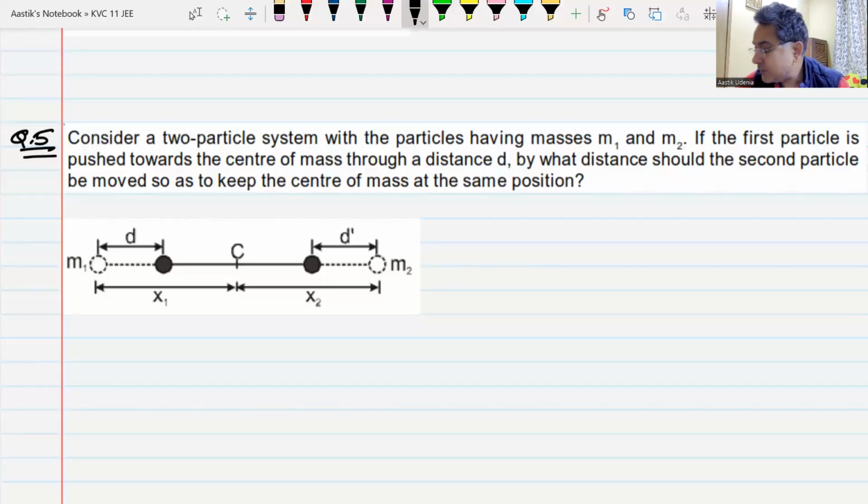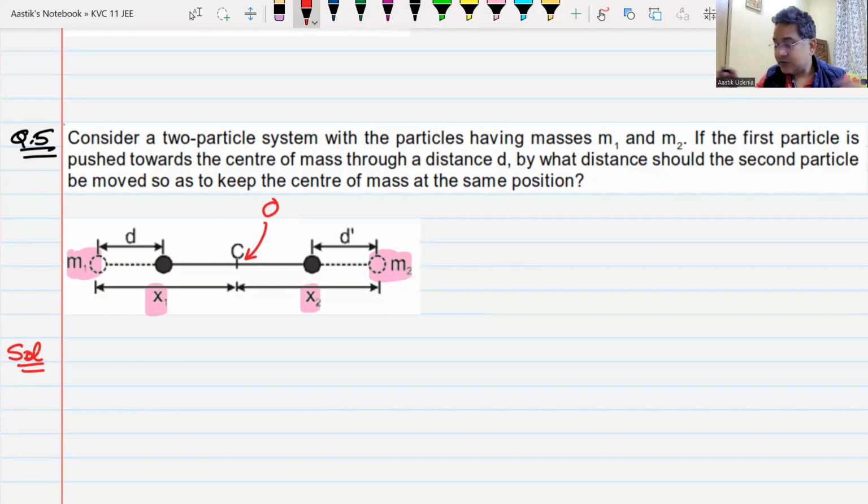So how are we supposed to do this? If I call C my origin O, previously the bodies are at this position, m1 and m2, and their distances are x1 and x2. In this type of question, it is always good to take the origin at the center of mass. So one is on the right side, one is on the left side. You can easily say that m1 into x1 will be equal to m2 into x2.